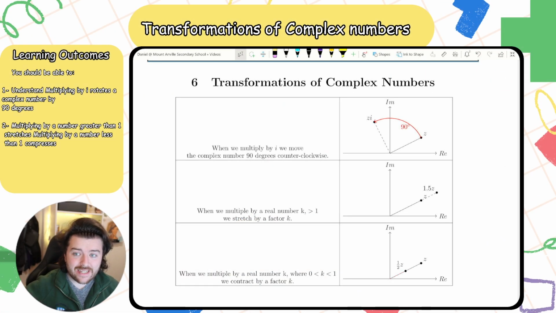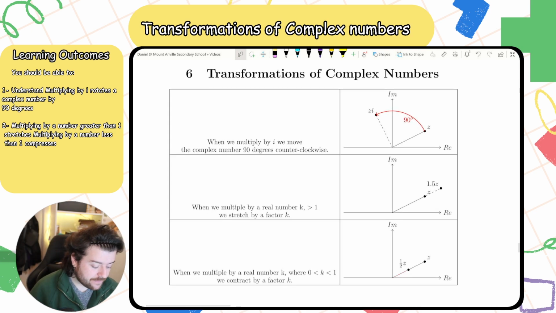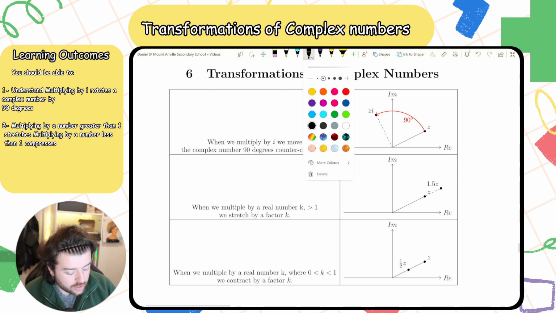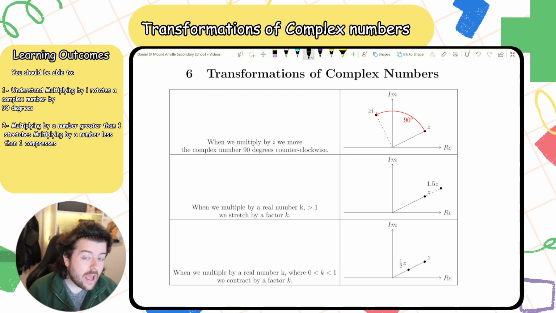Hello everyone. In this video we're looking at transformations of complex numbers on the Argand diagram. There are three key transformations you need to know. The first is that if I multiply a complex number by i, I am rotating it counterclockwise by 90 degrees. If I multiply by a real number greater than 1, I am stretching my number. And if I multiply by a number less than 1, I am compressing my complex number.